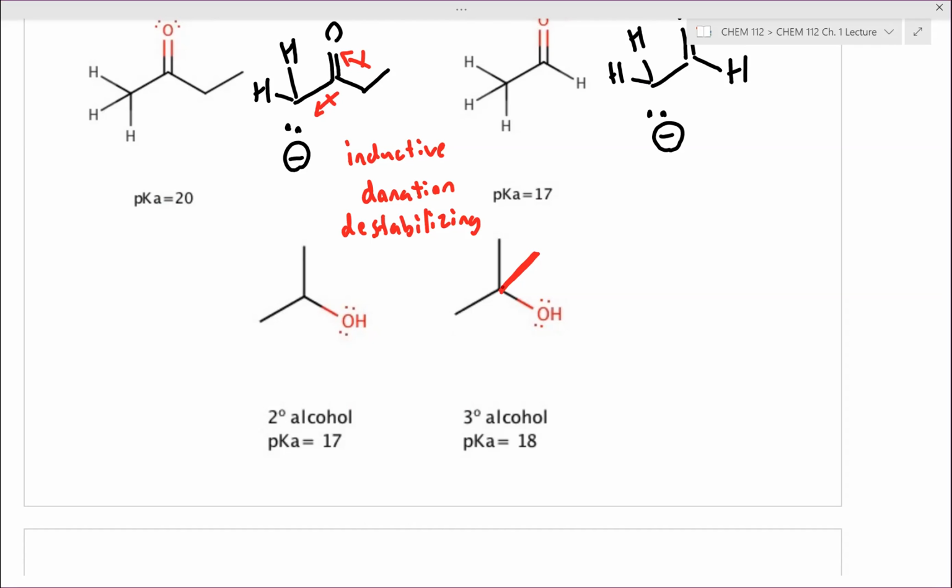How many carbons do we have attached? Yes, so how many do we have? Three, yeah, exactly. And we have a secondary alcohol because we have two substituents.